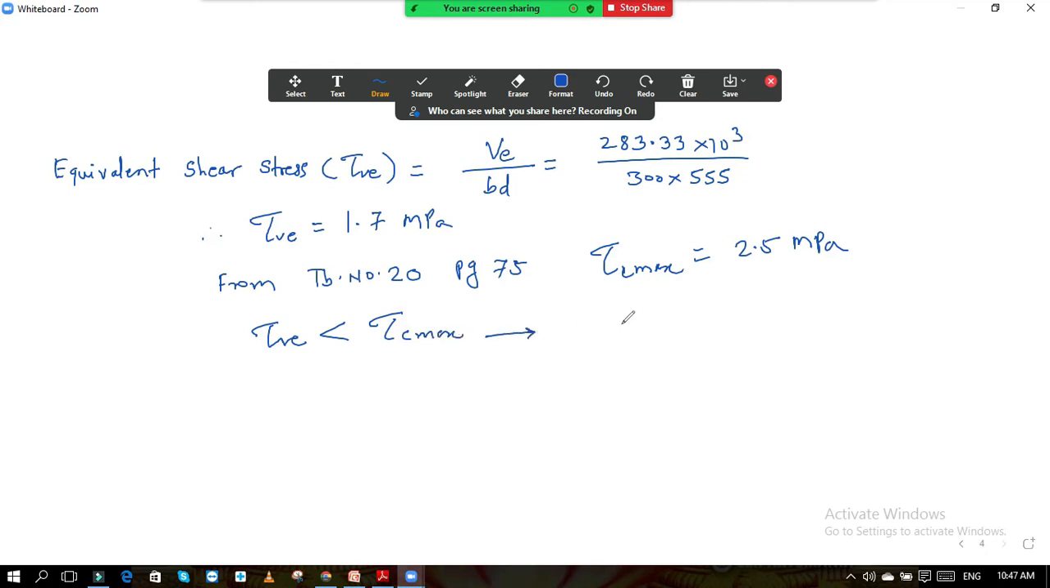it is 2.5 MPa. So your tau ve, that is the equivalent shear stress, is less than tau c max. So here you can write no need to revise the section. There is no need to revise this section which you have provided right now, 300 mm by 600 mm. Okay, and why is there no need to revise the section? Because your maximum permissible shear value is 2.5 and your equivalent value is 1.7, which is less.